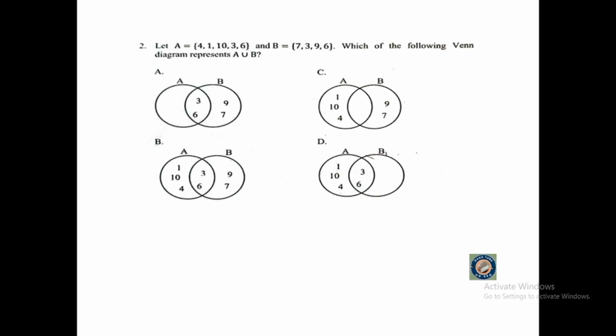Question number 2. Let A equal the set 4, 1, 10, 3 and 6, and B equal the set 7, 3, 9 and 6. Which of the following Venn diagrams represents A union B?